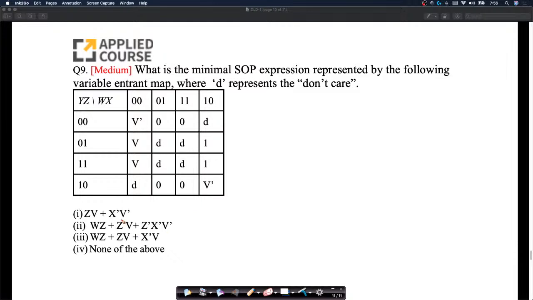Cool, I see most of you got the right answer. The right answer is 2, option 2 or option B. For those of you who don't know how to solve it, let me explain it, right? So whenever you have variables here, look at this. This is a simple K-map except that you have variables here. That's why it's called a variable entrant K-map or variable entrant map.